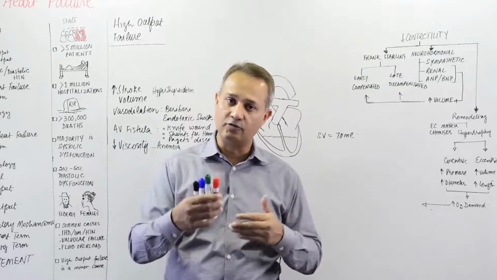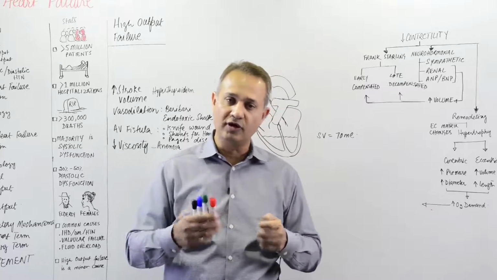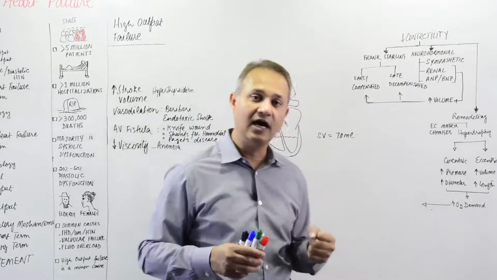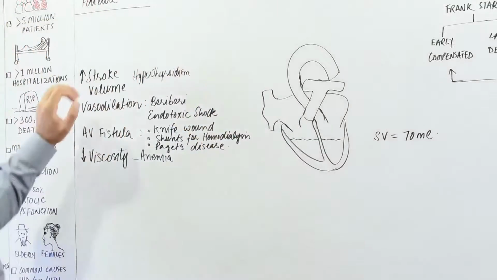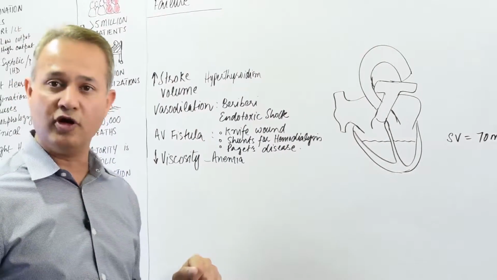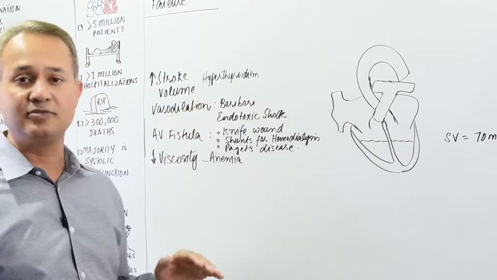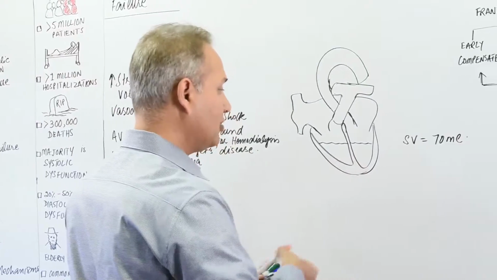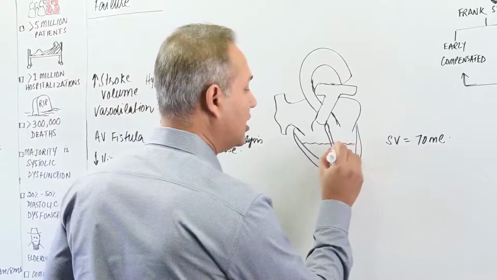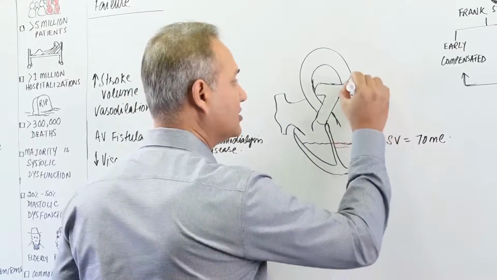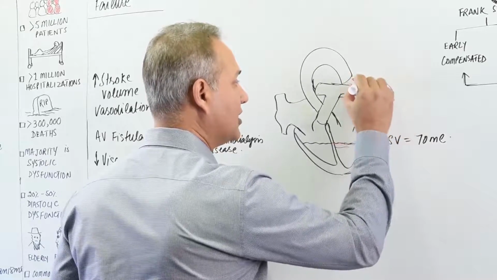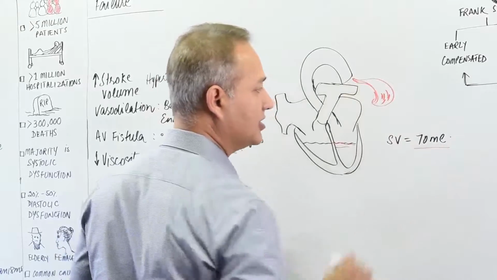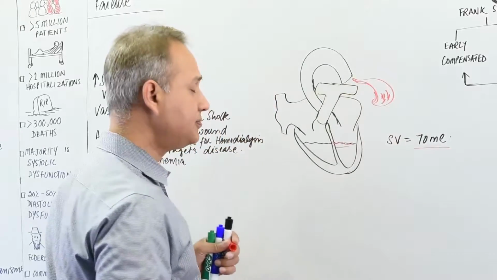That is the high output. So the heart is trying to pump more and more, but still the demand is not met, and that is high output cardiac failure. Let's see how that happens. Let's start with the condition where the stroke volume is increased. Hyperthyroidism does it. So what will happen? Let's say this is a heart, and normally this heart will pump out about 70 milliliters of stroke volume, which is normal and healthy.